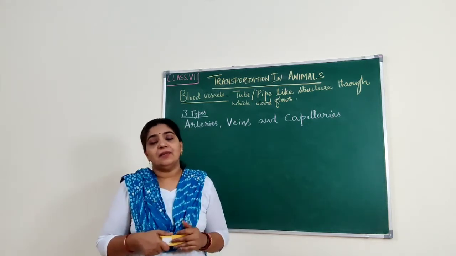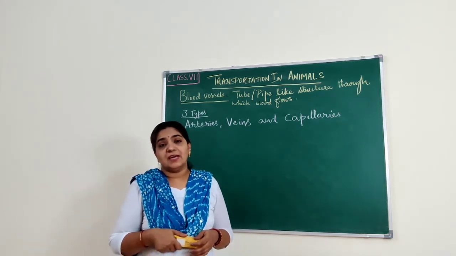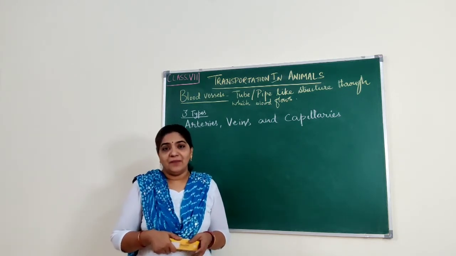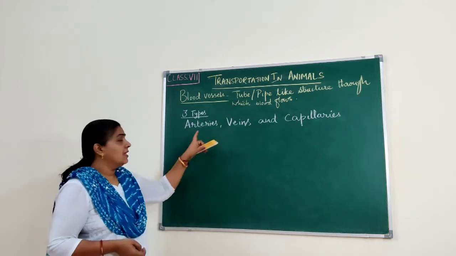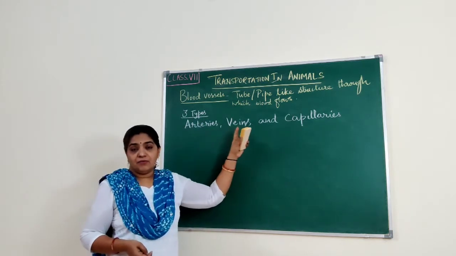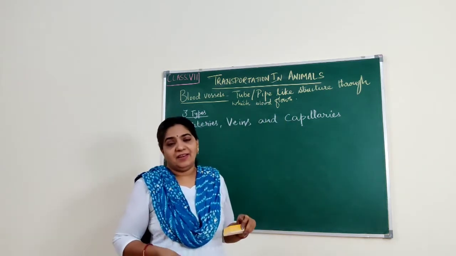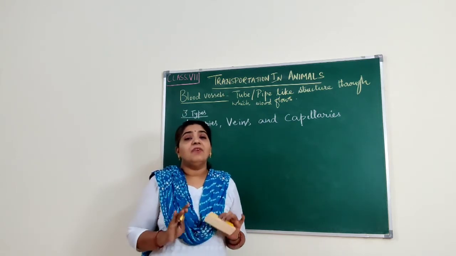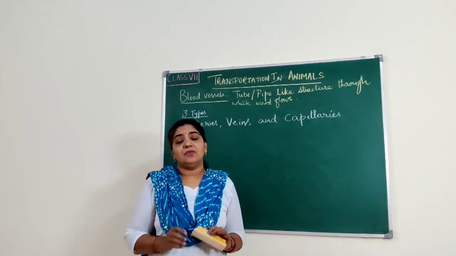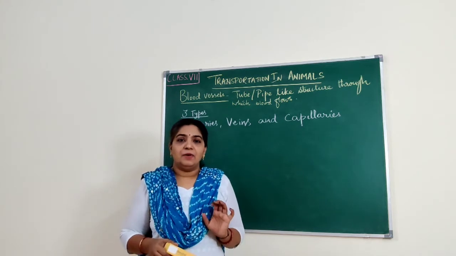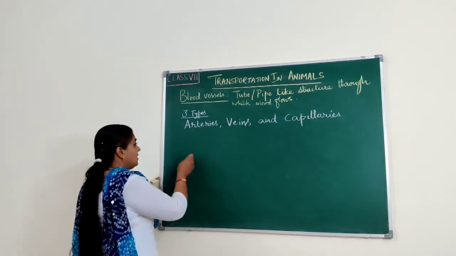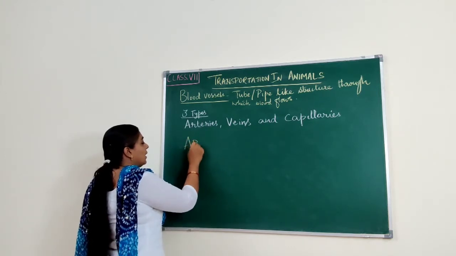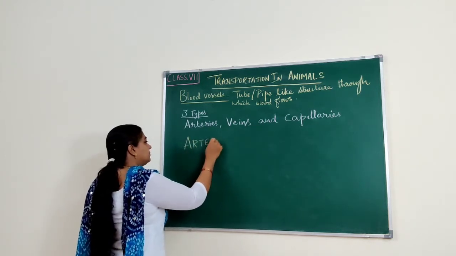There are 3 different types of blood vessels present in our body. So let us see which are the 3 different types of blood vessels. They are arteries, veins and capillaries. Okay, so in our body we have 3 different types of blood vessels: arteries, veins and capillaries. So let us learn about the first one, arteries.